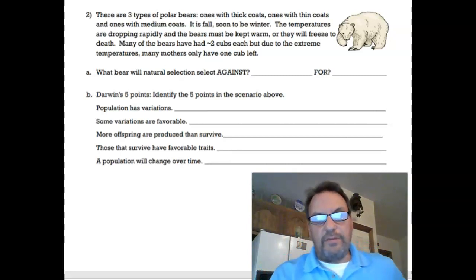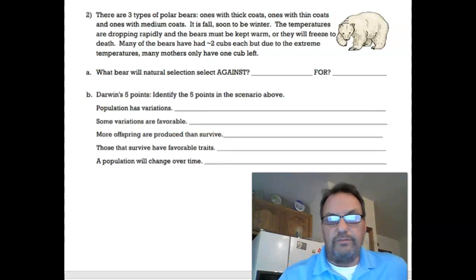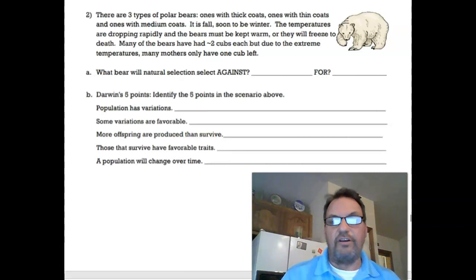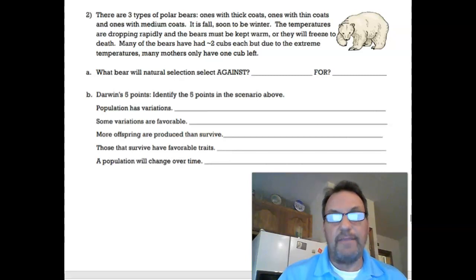In the second problem, and you'll find out this is very repetitive, there are three types of polar bears. One with thick coats, one with thin coats, one with medium coats. These are differences. These are ways that the polar bears vary, so these are going to be the variations. In this scenario, it is fall and it's soon to be winter. The temperatures are dropping rapidly, and the bears must keep warm, or they will freeze to death.